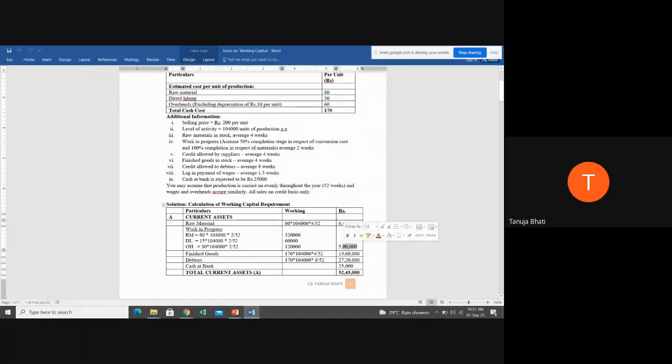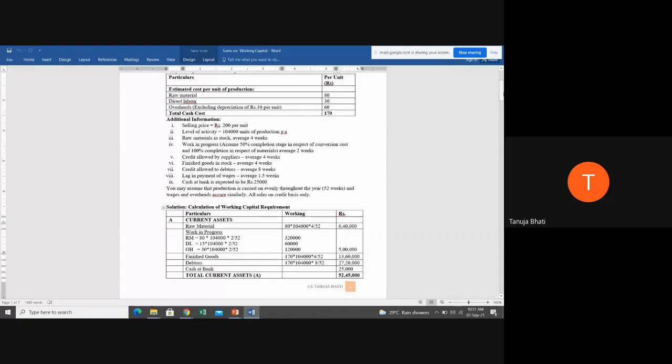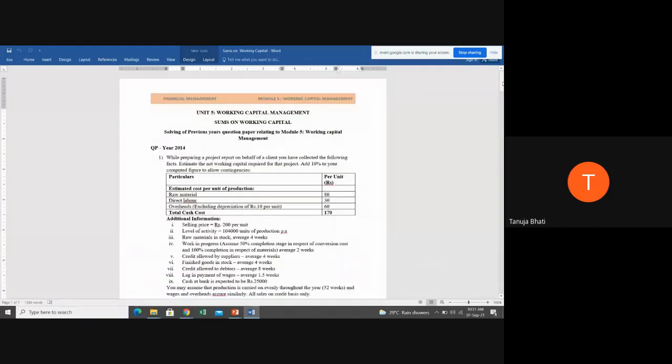Is this clear, students? Is work in progress calculation clear to everyone? Yes, ma'am. Okay. Now the raw material is done, work in progress calculation done.